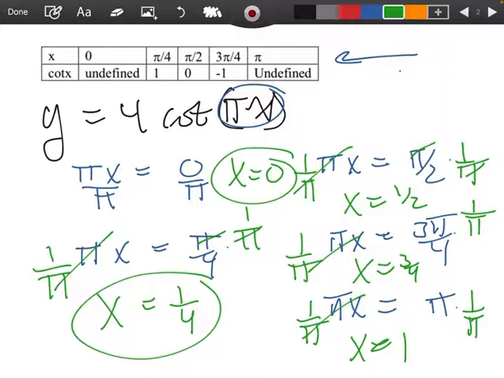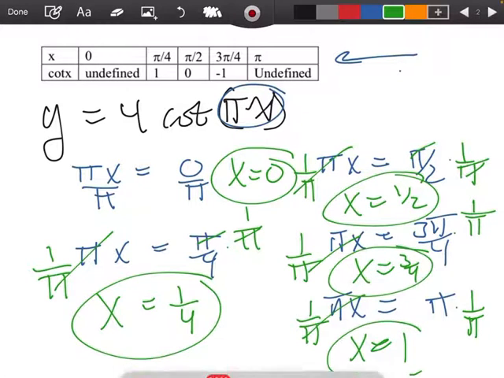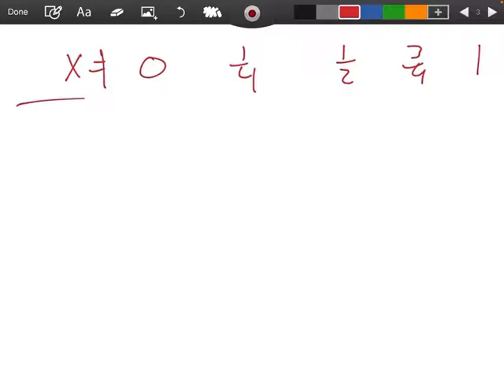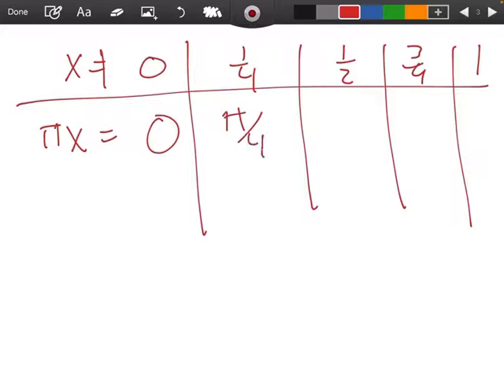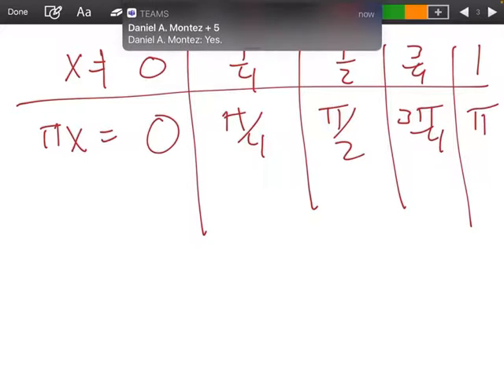Okay, so let me make my new table of values. So we're going to have 0, 1/4, 1/2, 3/4, and 1. Okay, so now we're going to say x equals 0, 1/4, 1/2, 3/4, and 1. So this is what my new table is going to start looking like. And then pi x is going to be equal to the original values that we had, which was 0, pi over 4, pi over 2, 3 pi over 4, and pi.